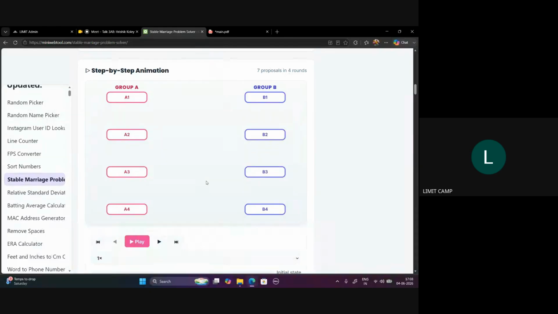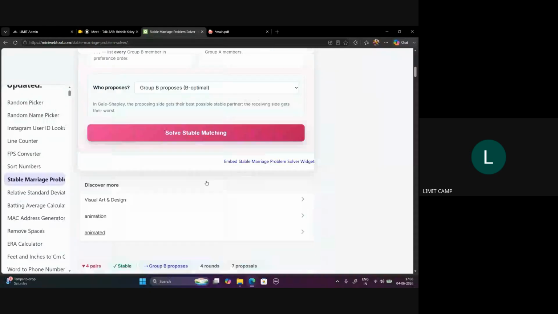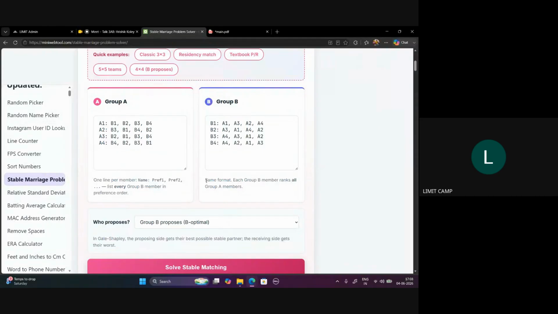Yeah, so you start off like this. Okay, maybe I'll just give you a moment to take a look at the preference list. So A1 has this order: B1, B2, B3, B4. A2 has B3, B1, B4, B2. A3 has B2, B1, B3, B4. A4 has B4, B2, B3, B1. Same, the group B also has a preference order for the vertices in A. And we choose that B proposes to the vertices in A.